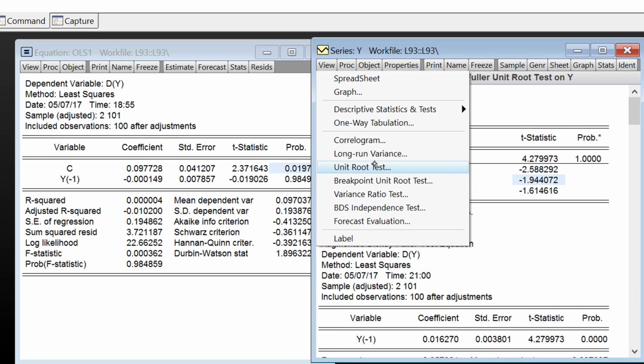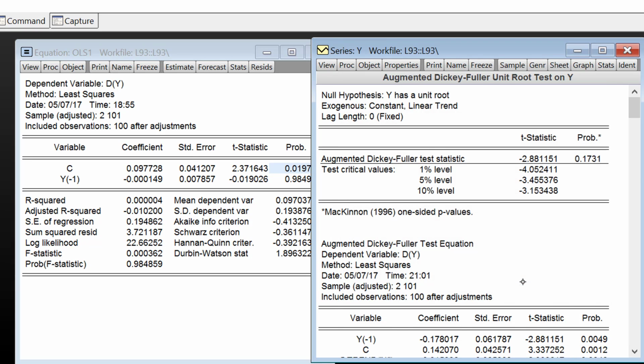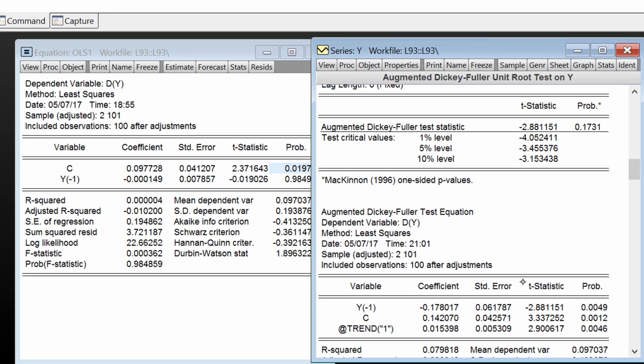Adding a trend line, just click trend and intercept. You can see that the regression it has run is the first difference in y on lagged y, constant, and a trend. The critical values are even larger when you include a trend, decreasing the power quite significantly.